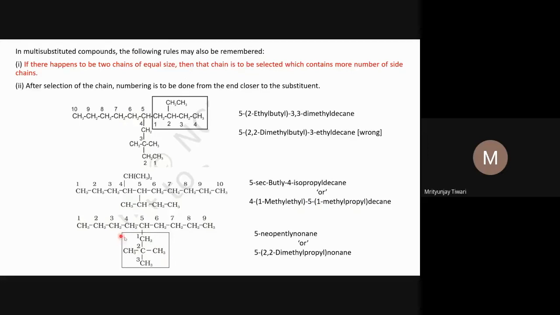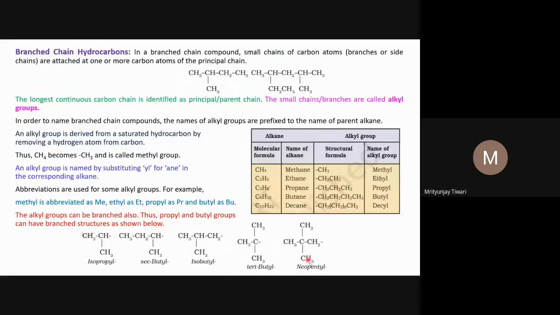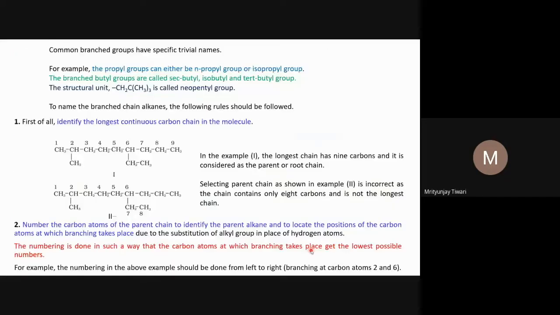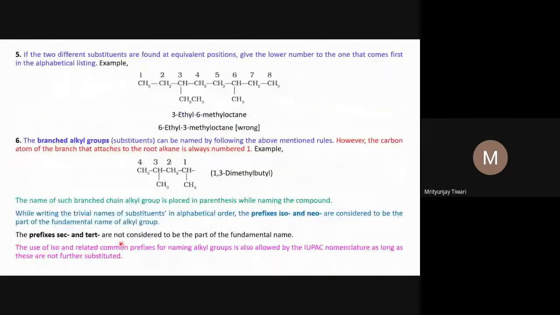although it contains more branches. So we see the branching at the fifth position, and this group is the neopentyl group. You see here, this is the neopentyl group: CH2, CH3, CH3, three different positions. This tertiary carbon atom, CH2, and you see this group here as well.